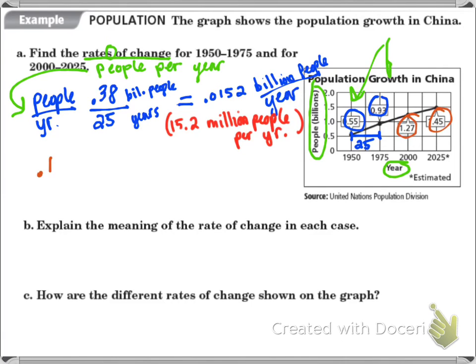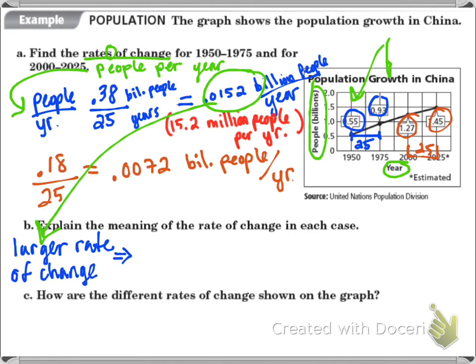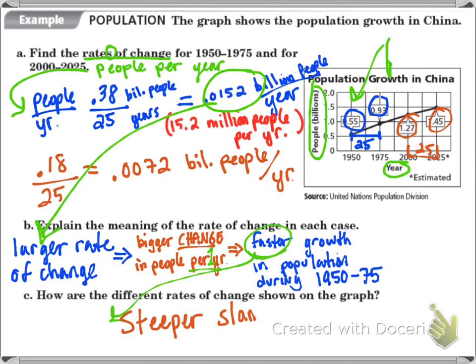For the second time interval, we get a change in people of 0.18 billion people over 25 years, which reduces to 0.0072 billion people per year. So that larger rate of change means that there's more people per the same unit of time, per 1 year we're measuring here. So more people in 1 year means a faster growth in the population. And on the graph, that means we're going to have a steeper slope, or the slantiness of the graph is the slope.